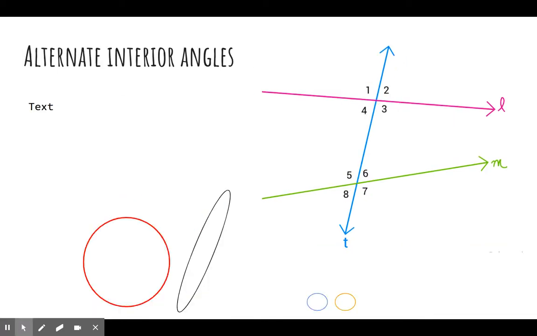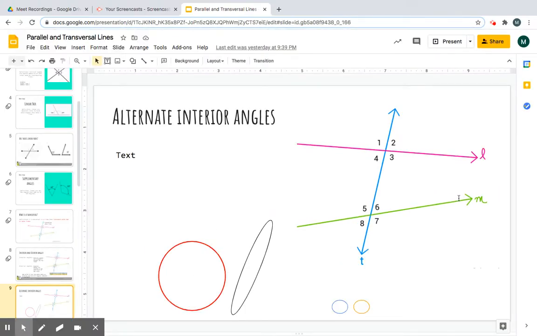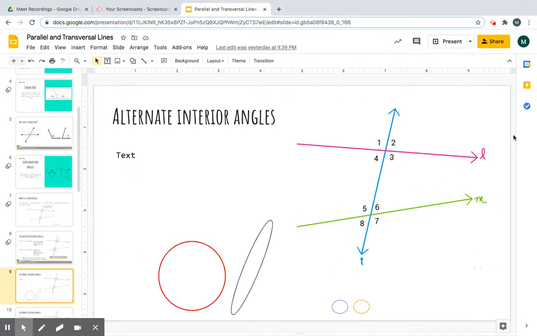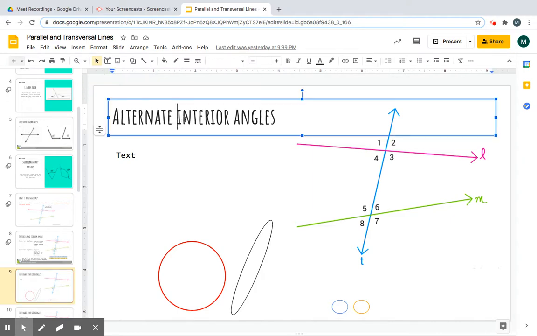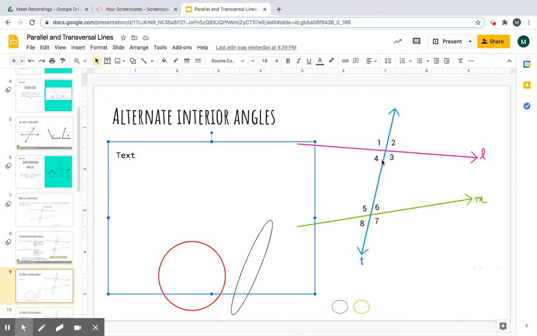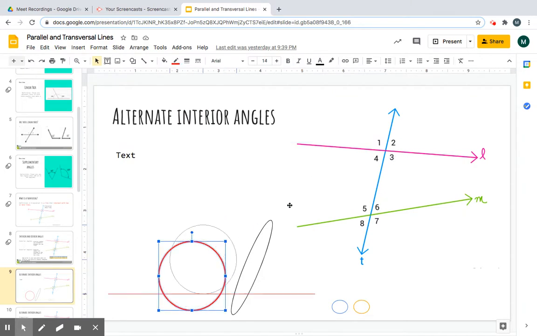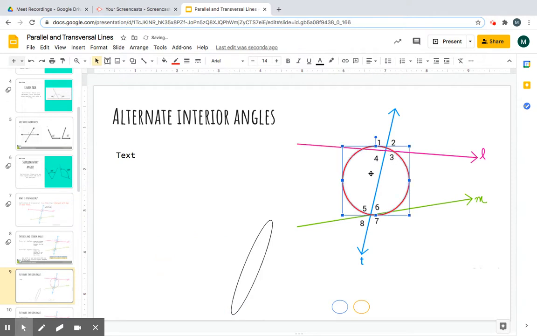Okay, with this one here, instead of using the animation, we're going to play with it ourselves a little bit. We're going to talk about alternate interior angles. We already talked about the word interior, right? We know that interior angles are the ones inside the two lines. So let's circle those ones. Angles 3, 4, 5, and 6 are going to be our interior angles.